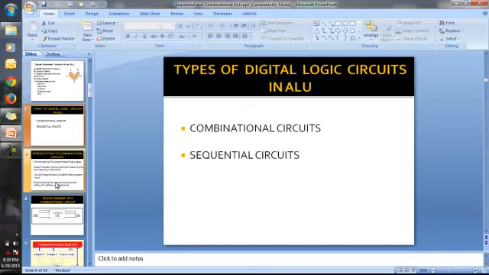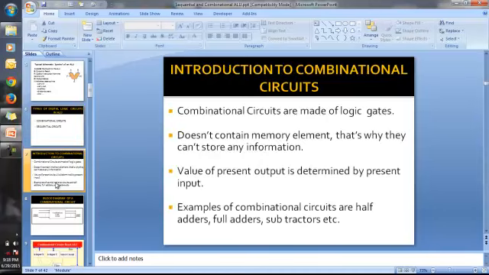The types of logical circuits in ALU are combinational circuits and sequential circuits. So now I'll explain what combinational circuits are. Combinational circuits are made of logical gates. They do not contain memory elements. That's why they cannot store any information. The value of present output is determined by present input. Examples of combinational circuits are half adders, full adders, subtractors, and so on.